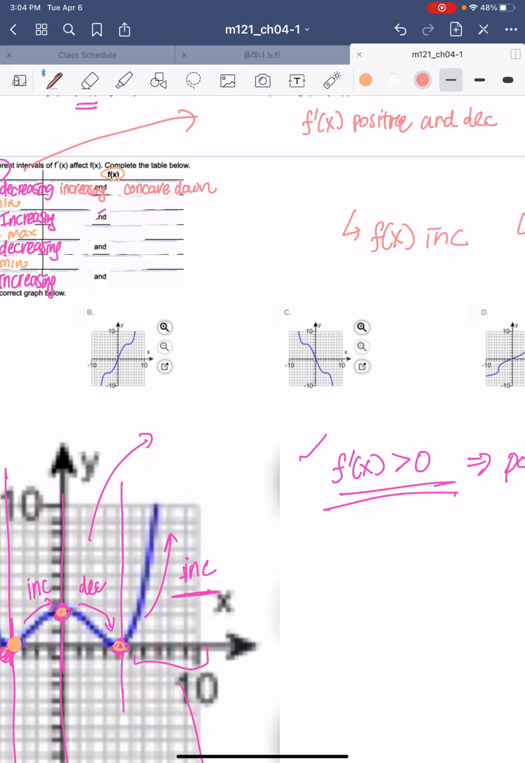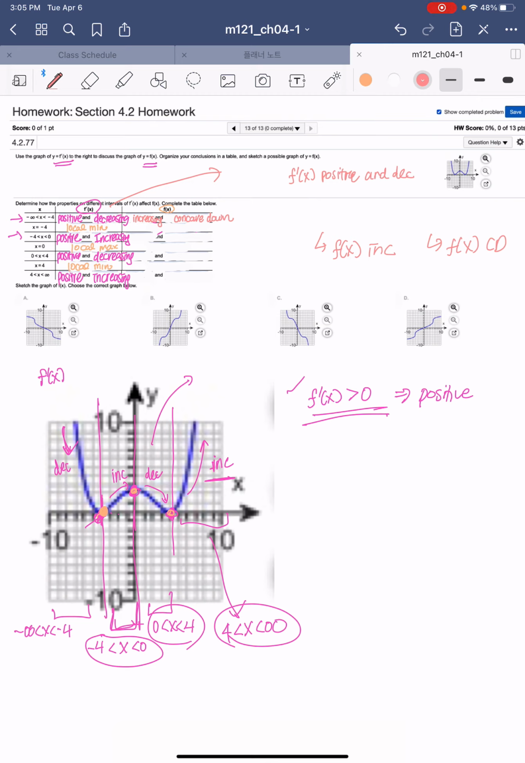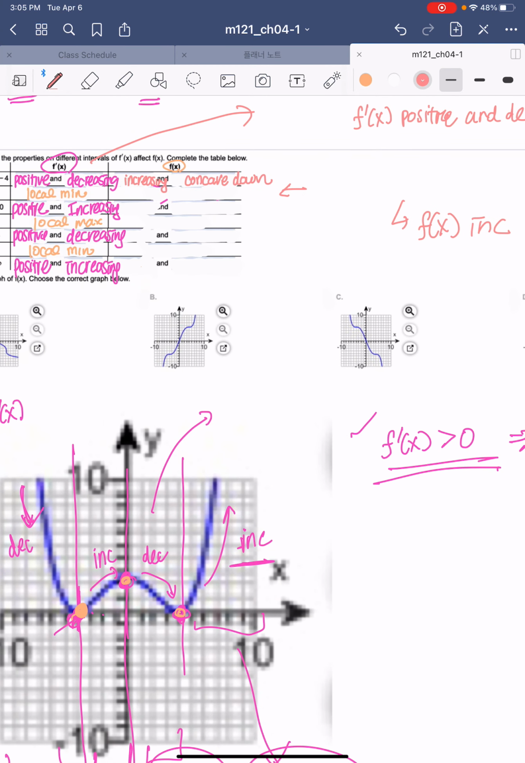Okay, so that's how you know to go backward. Let's skip this one about the inflection point. Now you have positive and increasing. Positive will tell me increasing, and then increasing will be the opposite of concave down, so concave up.